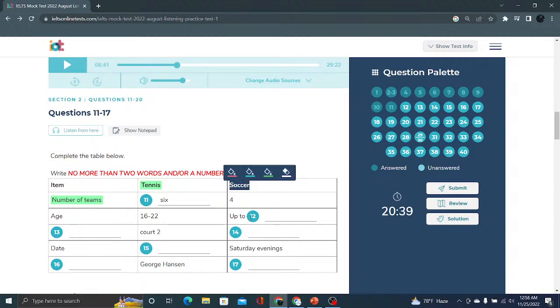Chokers. Okay, it's in the column of chokers. Up to blah blah.